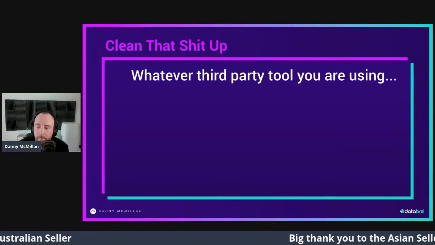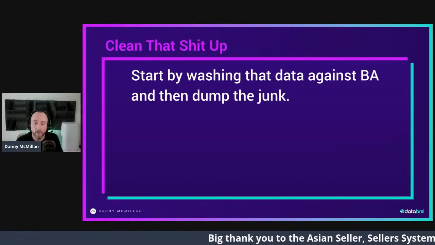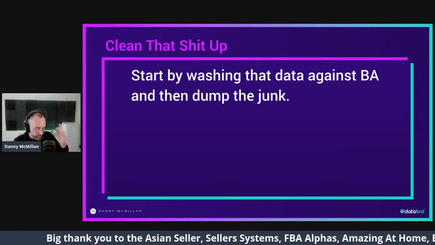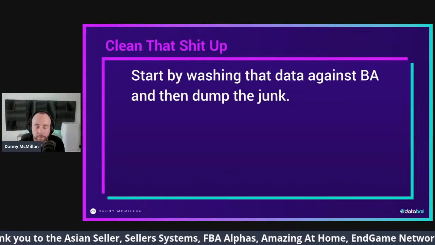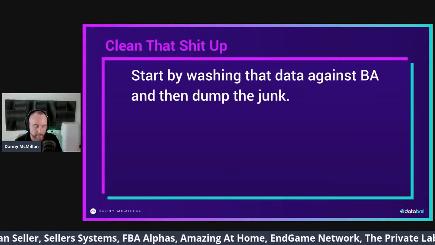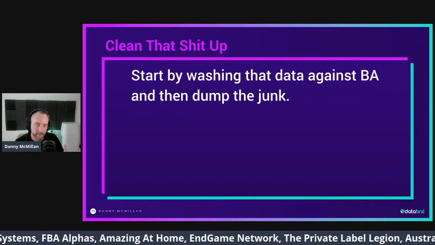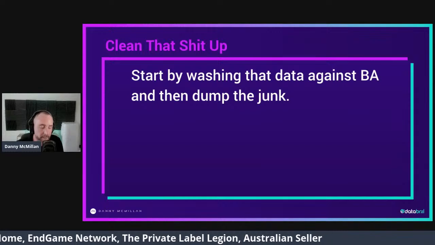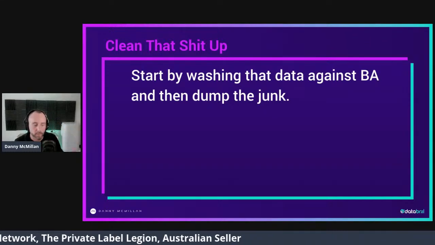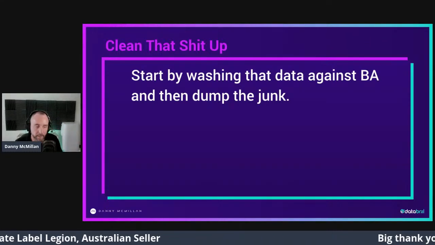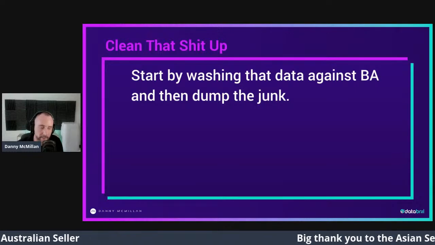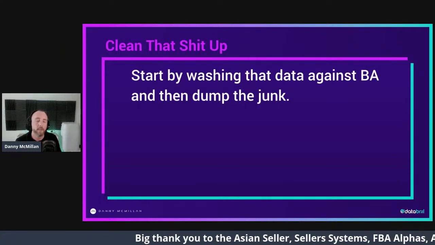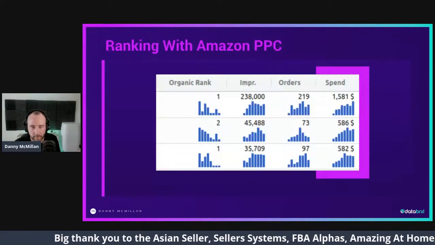So whatever third-party tool you're using, start by washing that data against brand analytics and then dump the junk. What I mean by that is, you could use 2 or 3 of the big tools out there, which are fantastic. But if you take your brand analytics report and wash that against those, you'll probably find that, let's just say one tool spits out 100 keywords that you could possibly use, or 50, you might find that there's only 10 or 12 of them that are relevant to you in brand analytics. So just be aware of that in terms of your targeting.